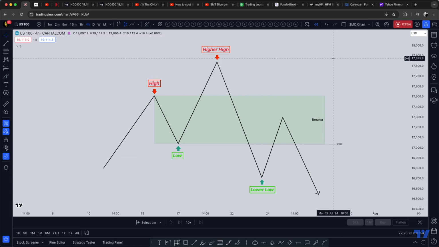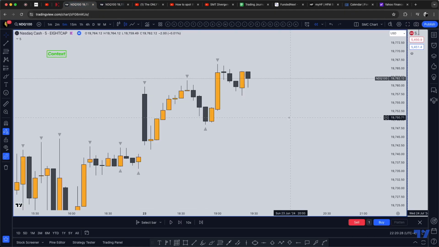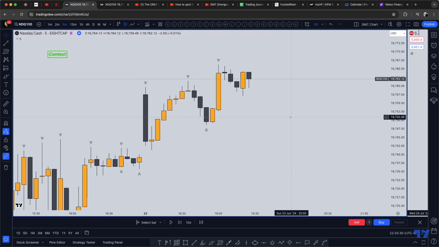So let's jump into the first example on the chart that we have. Let's get into context, because it's very important to know that just because you have a breaker, it doesn't mean that you're going to be trading every single breaker that you see.